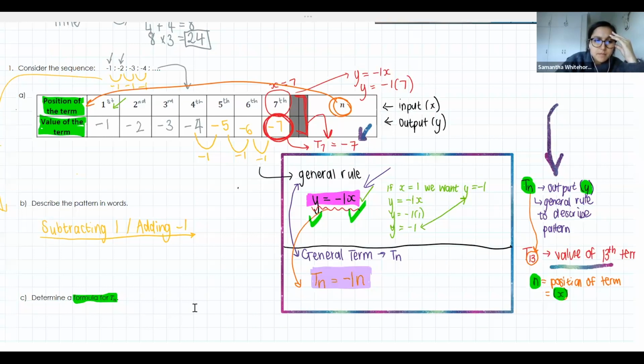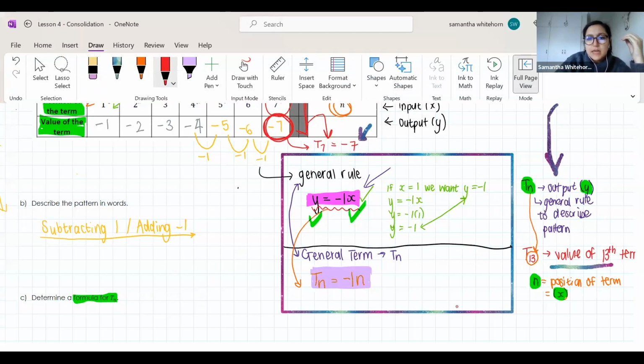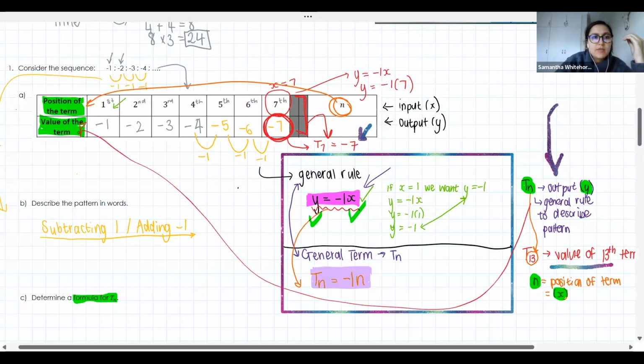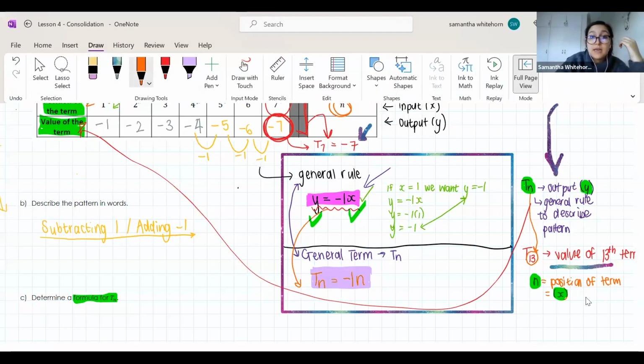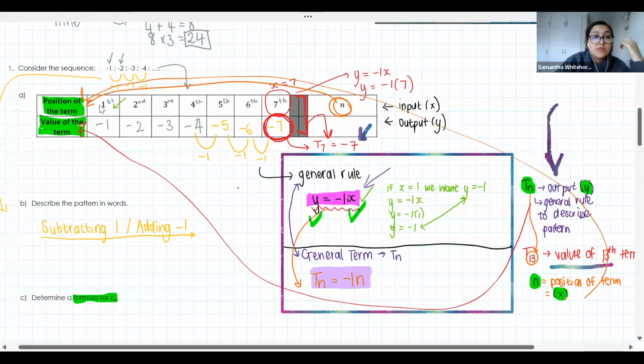Hi, ma'am. I wanted to ask that Tn can be used instead of X or Y, like any constant. Well, Tn in relation to a number pattern means the same thing as Y. So Tn is the value of the term. Whereas n, if we think about the variable n, is the position of the term.